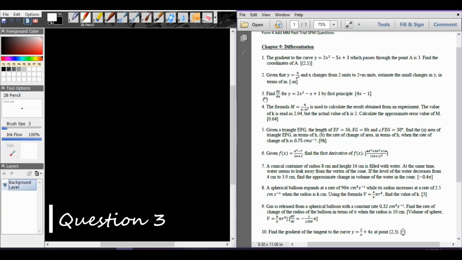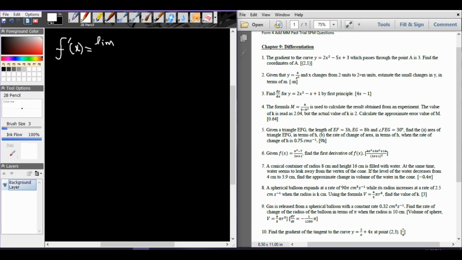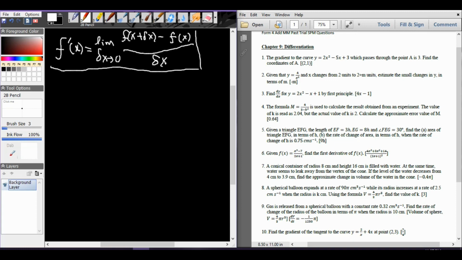Number 3. Find dy dx for this equation by using first principle. So we have to use first principle. The formula for first principle that we learned in class is f prime x equals the limit as delta x goes to 0 of f of x plus delta x minus f of x, divided by delta x. This is the equation for first principle.